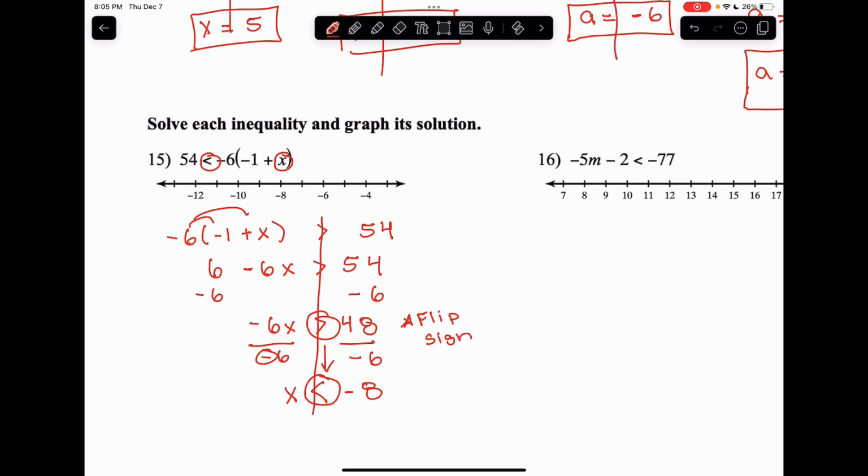Because there is no line underneath this inequality sign, I'm going to have an open circle at -8, and my arrow is pointing to the left. So my line is going to go towards the left.